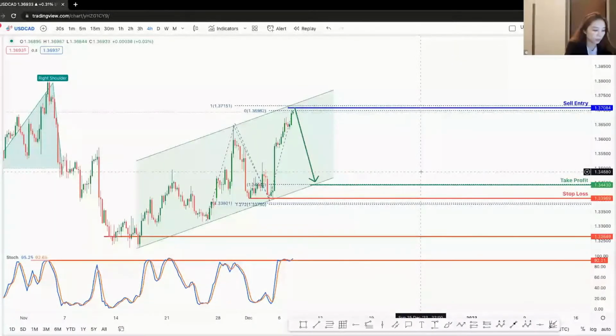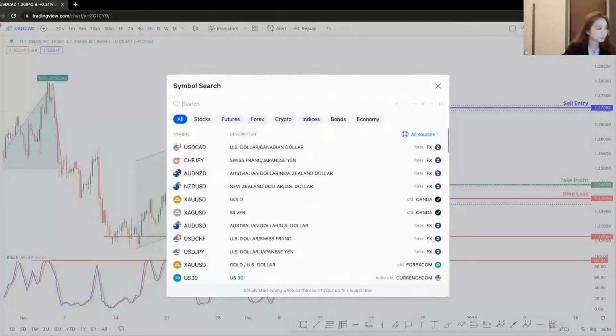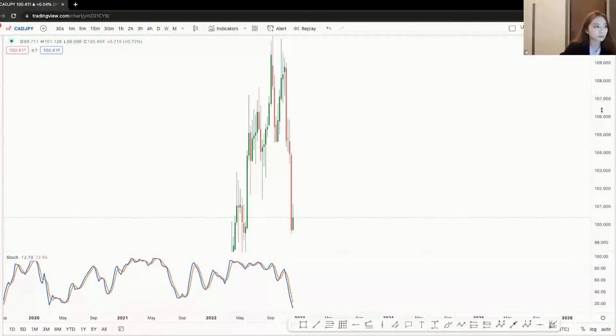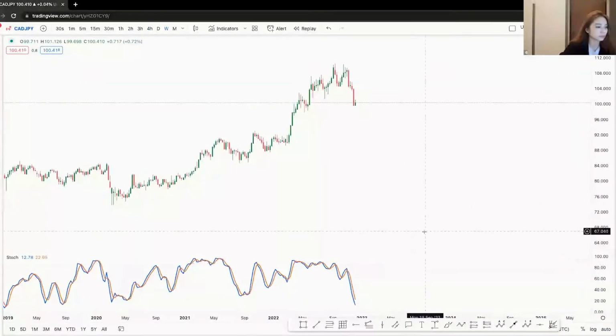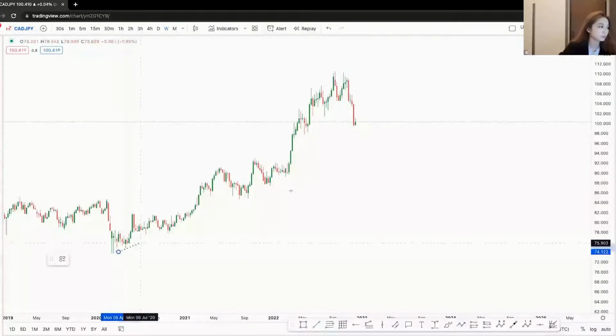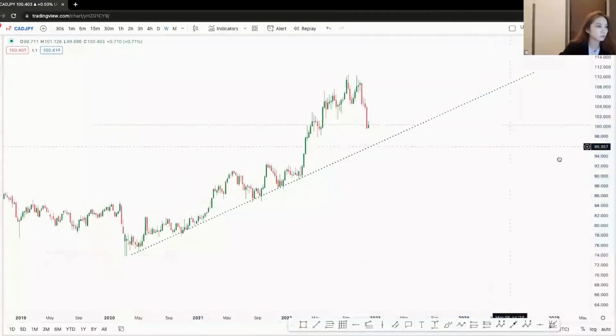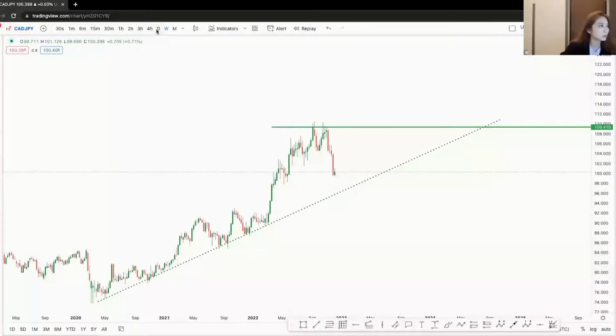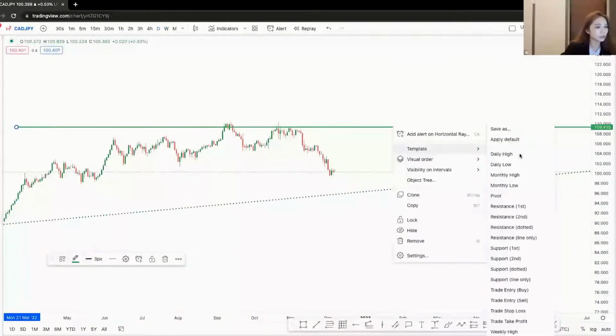Do we have any questions? Okay, I guess not. Let's look at yen. Upward moving as well, resistance here as well. Let's look at daily. Let's change this to red.